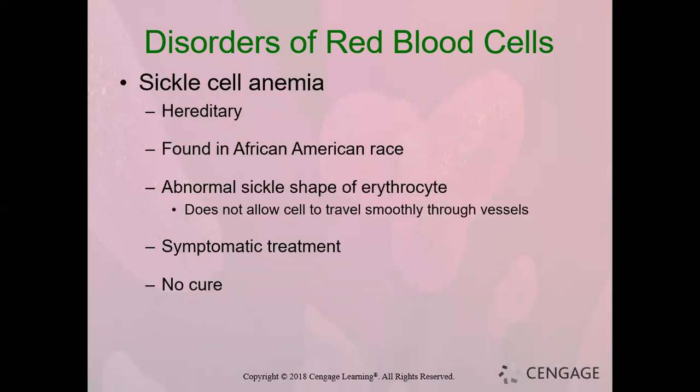Sickle cell anemia is hereditary. It is found in the African American race, and these cells are, instead of being that concave circle-looking shape, going to be shaped like sickles. And there is no cure for this. And essentially what happens is all those sickle-shaped cells can get jumbled up and cause clots and cause problems.